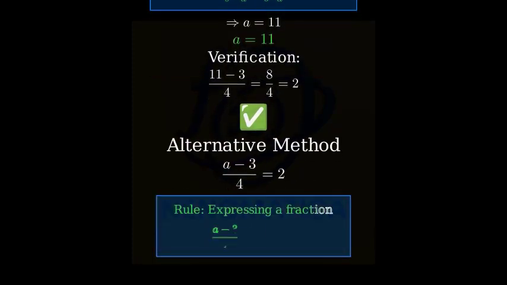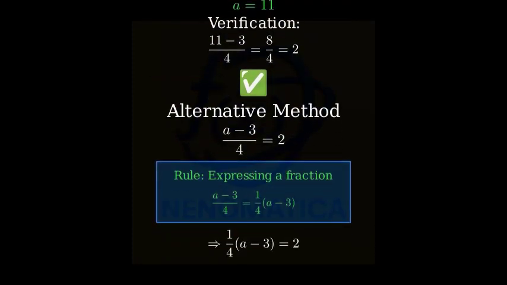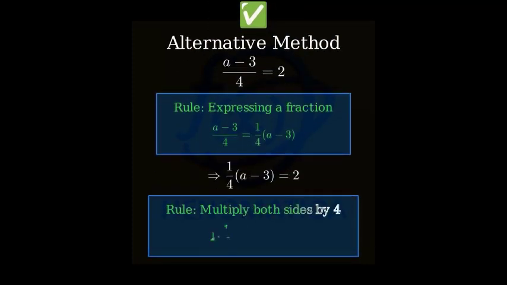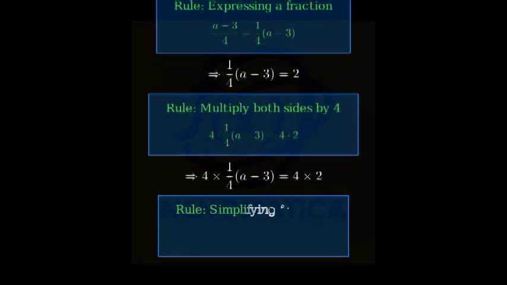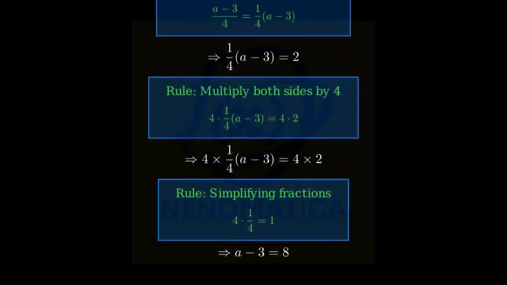Now, let's multiply both sides by 4. On the left side, we have 4 times 1/4 times the quantity a minus 3. On the right side, we have 4 times 2, which is 8. Let's simplify the left side. 4 times 1/4 simplifies to 1, giving us a minus 3 equals 8. Now let's add 3 to both sides. A minus 3 plus 3 equals 8 plus 3. So a equals 11. Once again, we get the same answer.